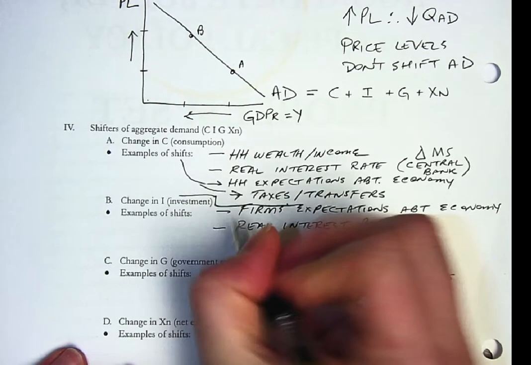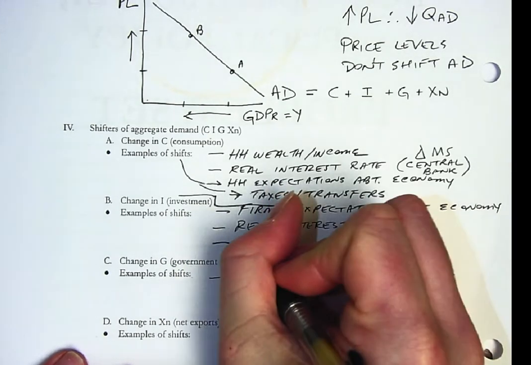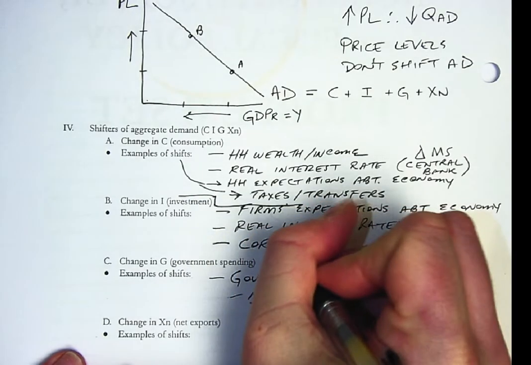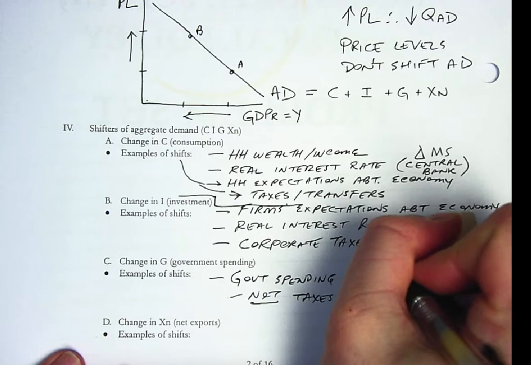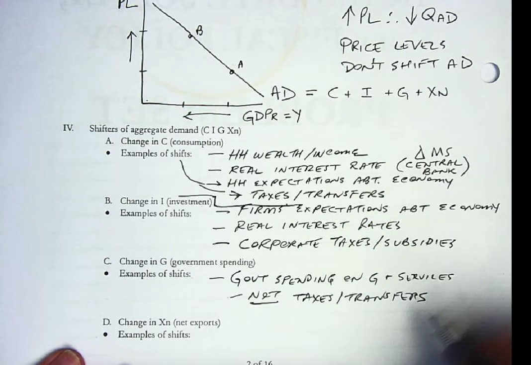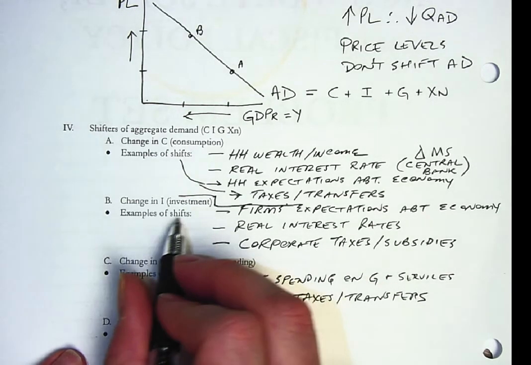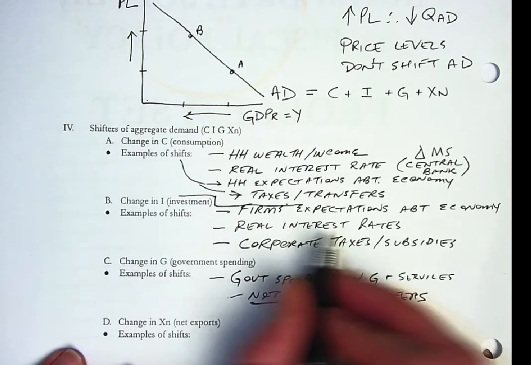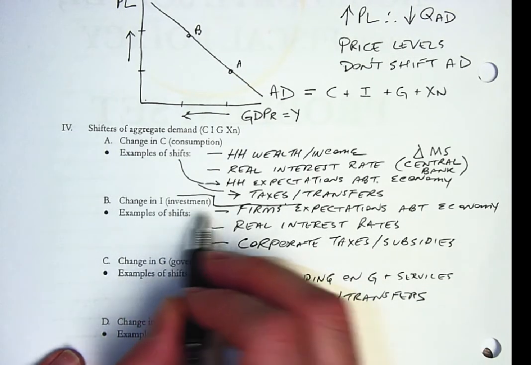Okay? Now we're going to switch back. Sorry, I'm jumping around a little bit here. Investment spending. This can also be corporate taxes, right? Corporate taxes and subsidies. So we'd say if you specifically cut taxes on corporations, right, that can increase investment spending because they're going to have more money to spend on things and firms spend money. And if you subsidize them, right, that's the same idea, that would increase investment spending.